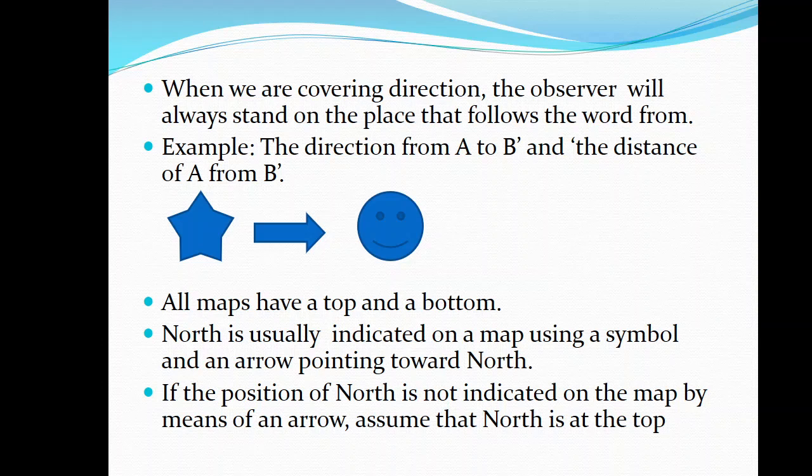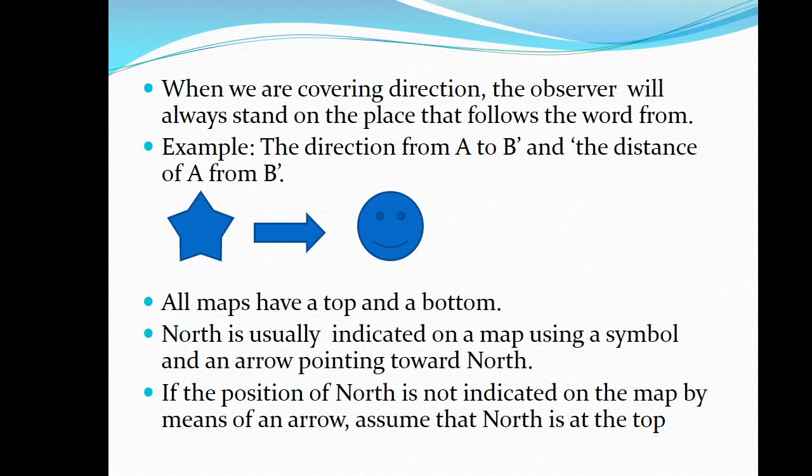Okay, let us look at the example. A direction of a star from a smiley face. So if you are asked to give a direction of a star from a smiley face, that means you have to stand at the smiley face, and the direction will be west. The star is on the western side of the smiley face. Or the direction of a smiley face from a star. Again, you have to stand at the star to give a direction of the smiley face, which is on the eastern side of the star.